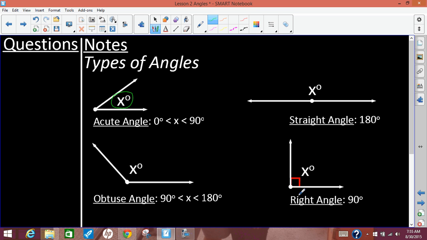And last but not least, we have a right angle, which is 90 degrees, and we show that it's a right angle by putting this box in the corner. That indicates to us that that angle is 90 degrees, so we don't even have to write 90 degrees here. We can just put this box. It's usually in red. If there's no color on the page and it's just a box in the corner, that means that it's a right angle.